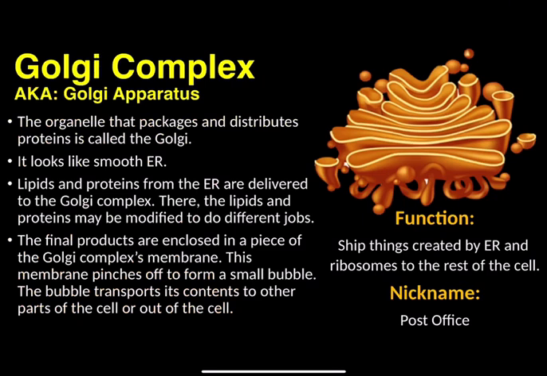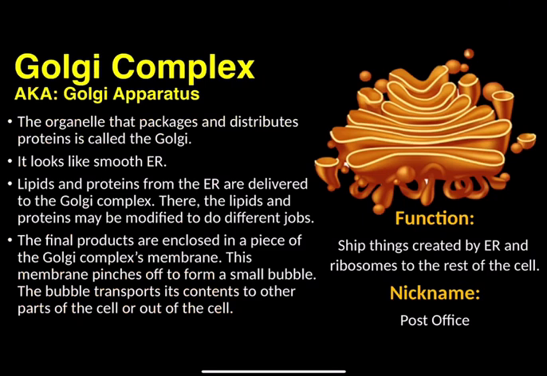Golgi complex, or the Golgi apparatus. This organelle packages and distributes proteins. It looks like smooth ER. Lipids and proteins from the ER are delivered to the Golgi complex. There, the lipids and proteins may be modified to do different jobs. The final products are enclosed in a piece of the Golgi complex's membrane.